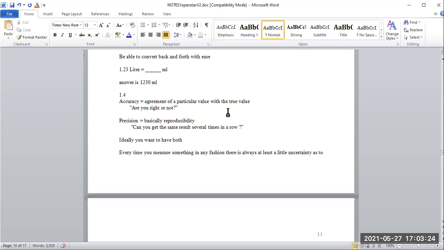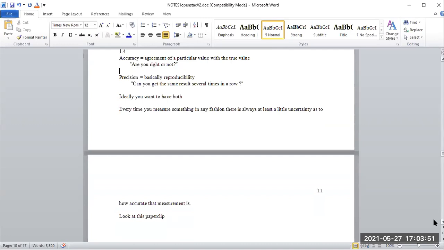Hallmark of good science, okay? Can you get the same result or really close to the same result more than once? Okay, this is what you're shooting for to prove that your data is valid. Ideally, you are hoping for both. Ideally, not only are you pretty close to right, you also are able to do it more than one time. Okay, so this is kind of what you're shooting for.